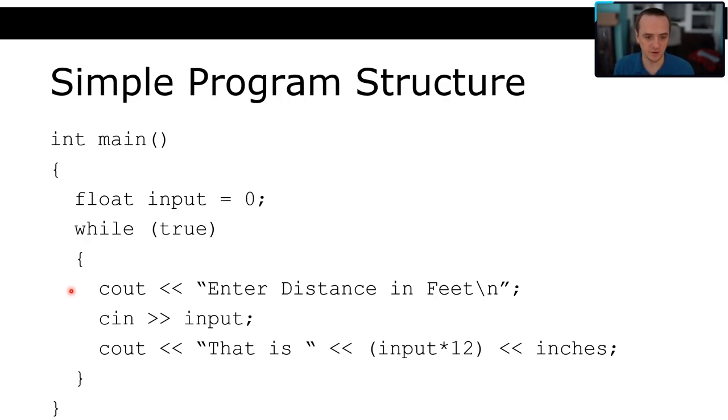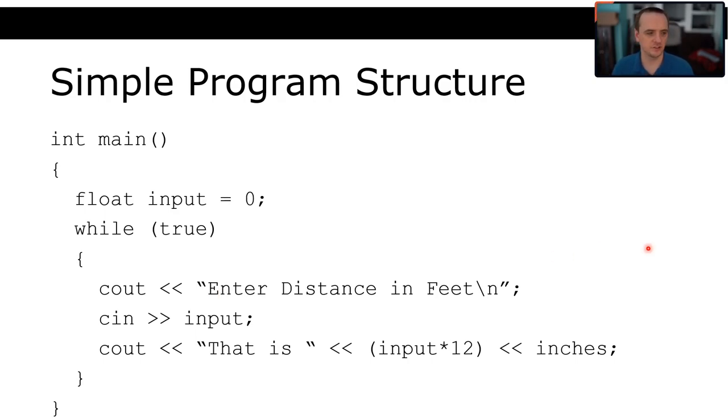So we're going to cout, right? We're going to ask the user, enter a distance in feet. And then we'll use cin to get that response from the user. So they'll type in whatever, like, I don't know, 2 feet, for example. And then we'll output that is, and of course, converting feet to inches is just multiplying by 12. And so if I entered 2, it would say that is 24 inches. And then it would come back up here to the while loop, and it would loop again and again and again until the user terminated the program somehow.